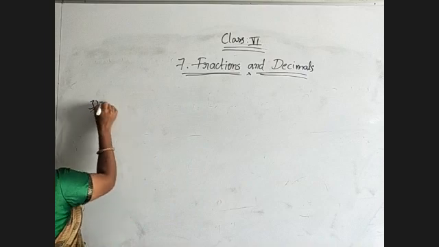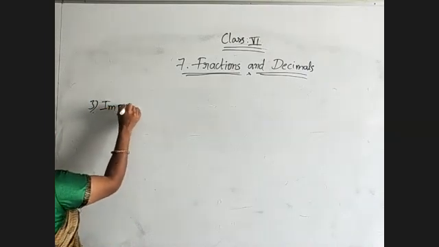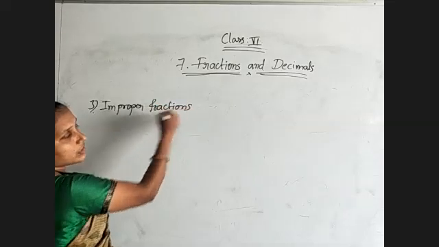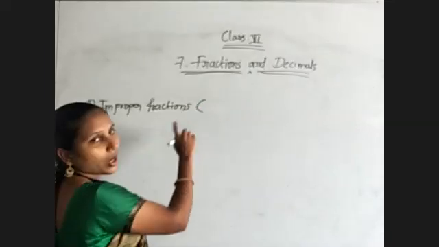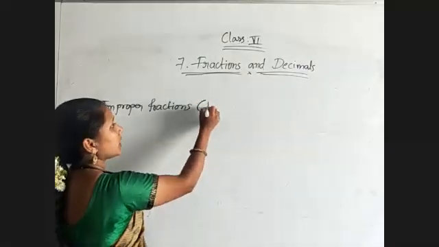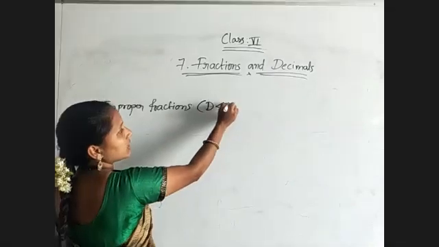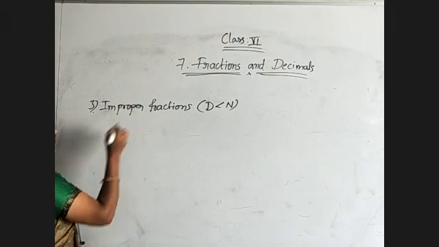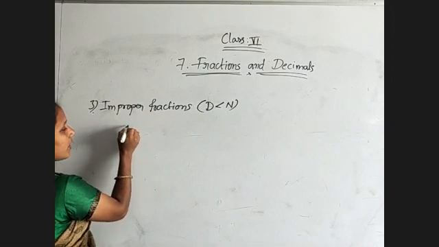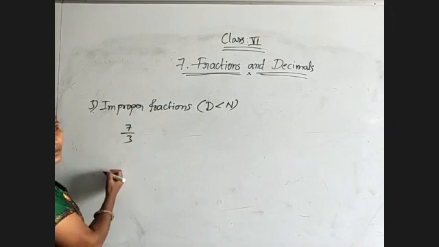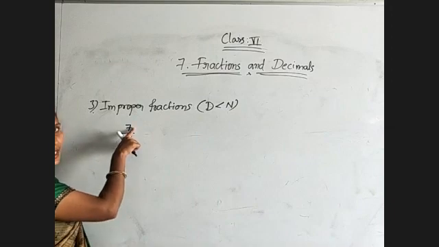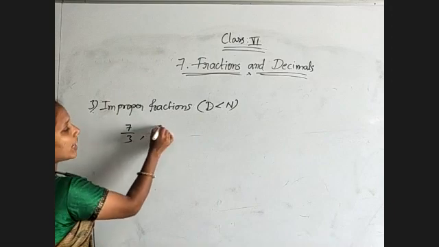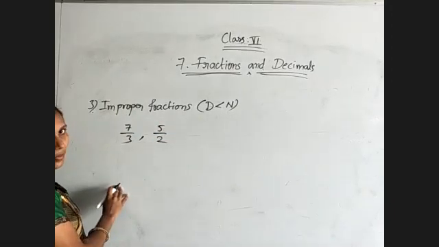The third type of fractions are improper fractions. Improper fractions are the opposite of proper fractions. In proper fractions, the denominator is more than the numerator. So in improper fractions, the denominator is less than the numerator, or the numerator is greater than the denominator. So just observe now. If I have 7 by 3, the denominator is less than the numerator. So 7 by 3 is an improper fraction, and 5 by 2 is also an improper fraction.